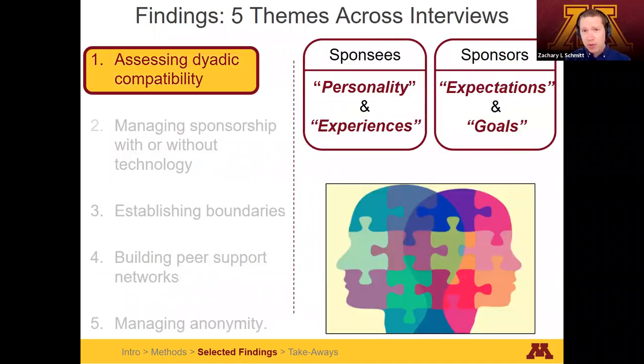In our first theme, we found that sponsors and sponsees often discuss the importance of compatibility in their relationship. However, they assess compatibility very differently. For instance, sponsees stated that compatible personality traits and similar recovery experiences were highly valuable to them, whereas sponsors focused on establishing compatible expectations and goals for the relationship.